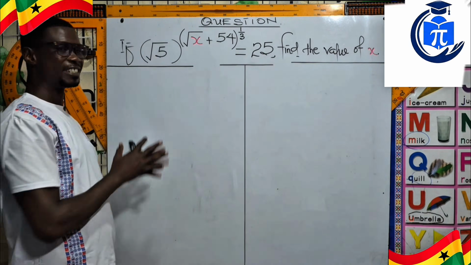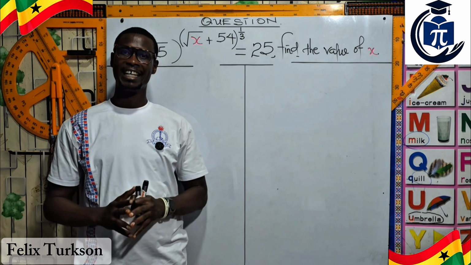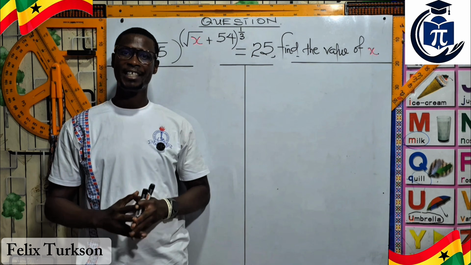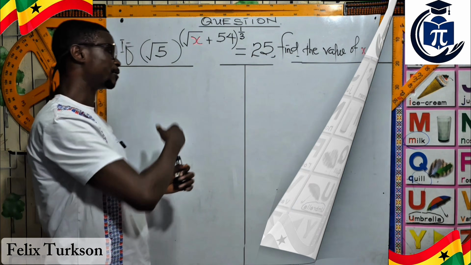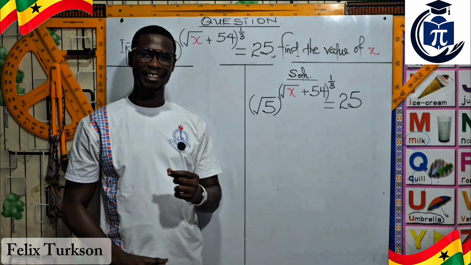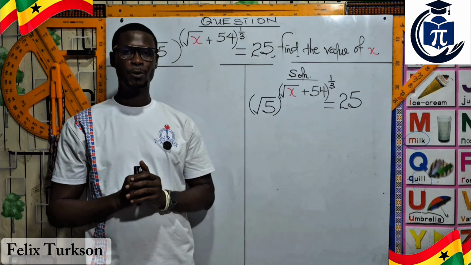Come on guys, let's solve this nice exponential equation involving radical and irrational exponents together. If you are ready to solve this equation with me, let's go. So now this is our equation, and I'm going to walk you through a step-by-step approach to solve this equation.